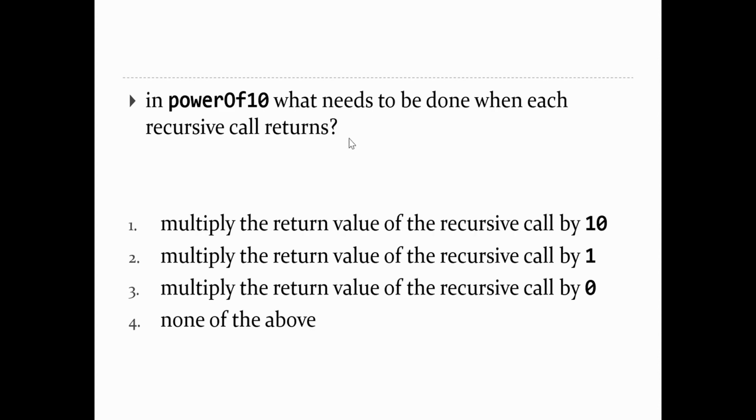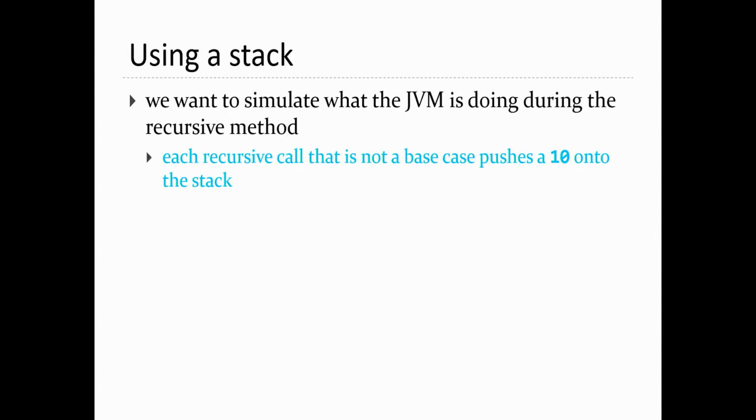Okay, so in power of 10, what needs to be done when each recursive call returns? If you go back and look at the source code, the value that gets returned by the recursive call gets multiplied by 10, because it's computing 10 times 10 to the power n minus 1 each time. So you need to multiply the return value of the recursive call by 10. Each recursive call that's not a base case is going to push a 10 onto a stack. So I'm going to push all the 10s onto a stack.